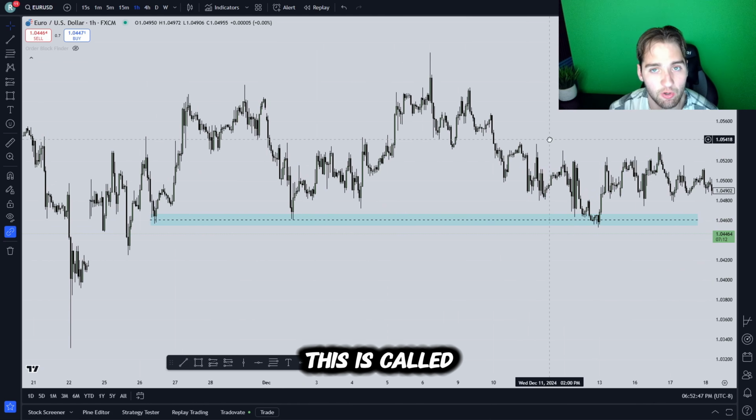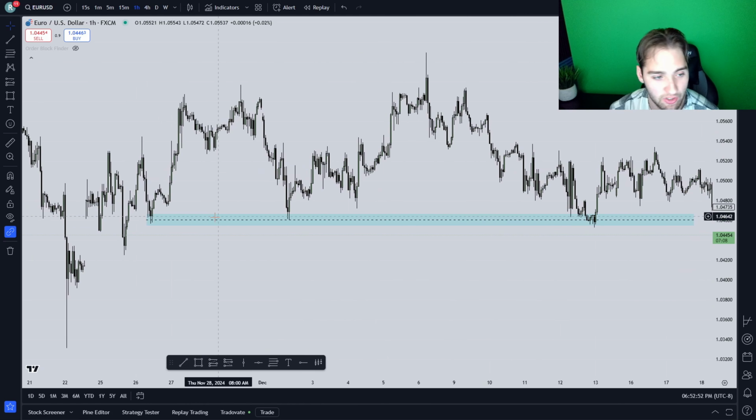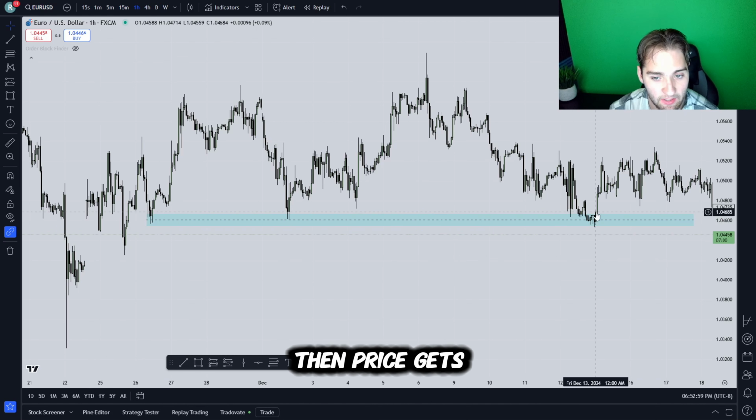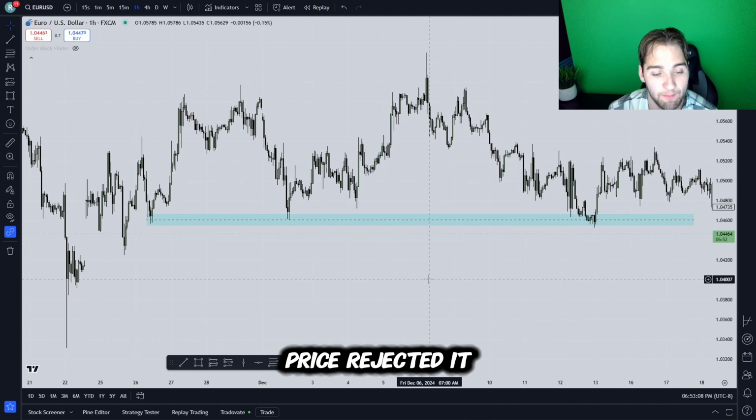This is called our support range. Our support range consists of relative equal lows followed by a zone we marked out. Then price gets into that zone, and we go for a buy in that zone, just because it is a support zone. Price rejected it many times.